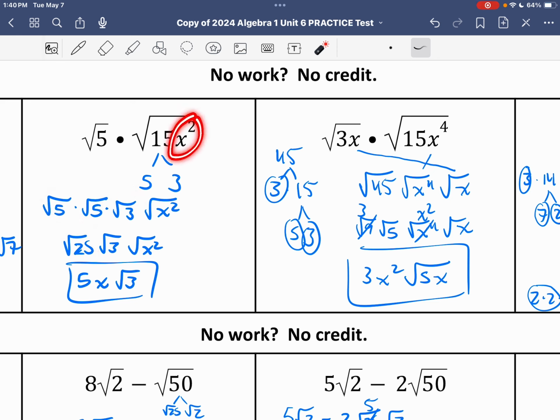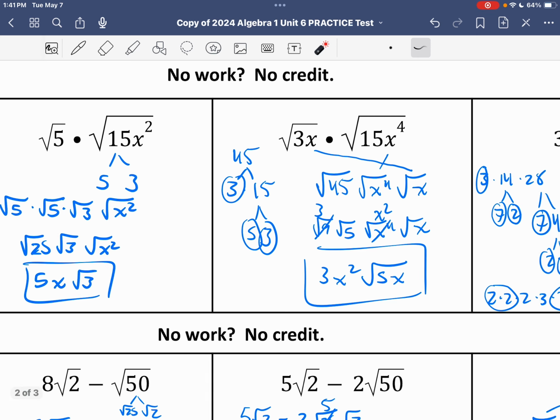This variable has an even exponent, which is great because that means it's a perfect square. Whenever the variable has an even exponent, it's a perfect square. And so I did separate it though, just so we can see it. Now we have the square root of x squared, which simplifies to be just the x. That's why you see this x down here. You don't see the x inside the square root anymore. And then the 25 simplifies to the 5, so the 5 and the x get multiplied because they're both outside the square root, and the square root of 3 stays. All right, so that one's done.